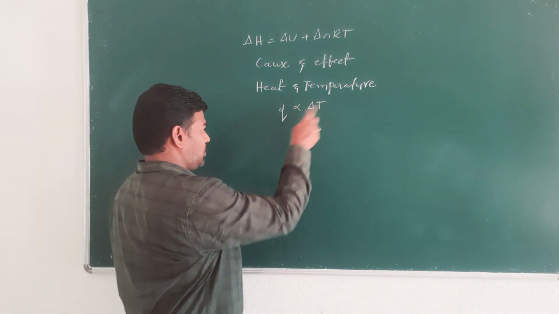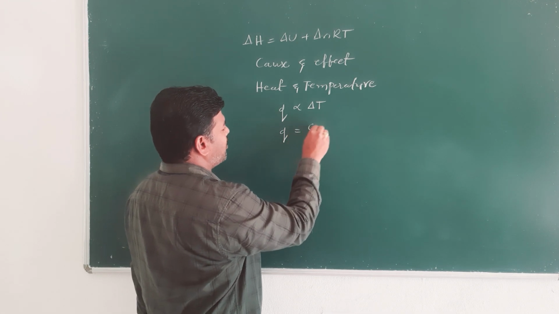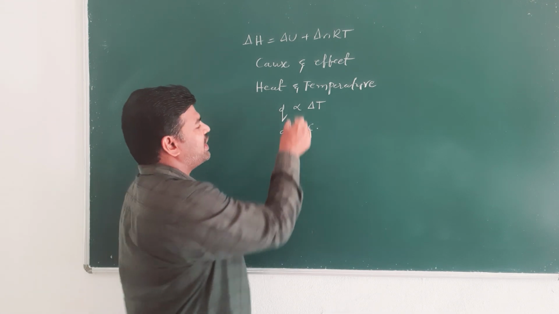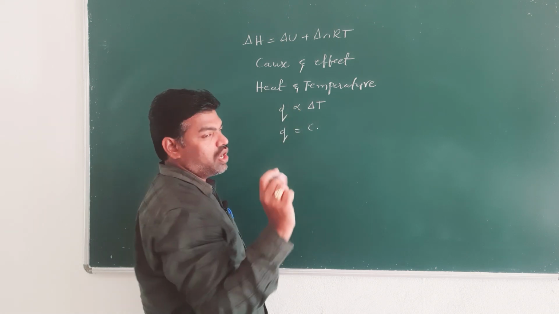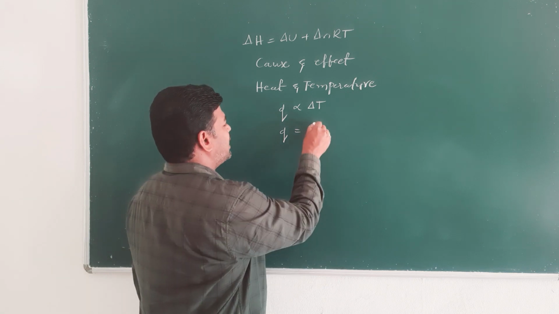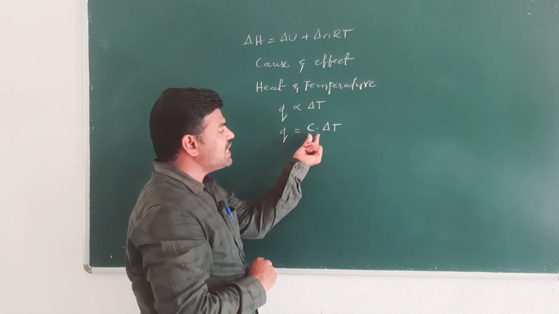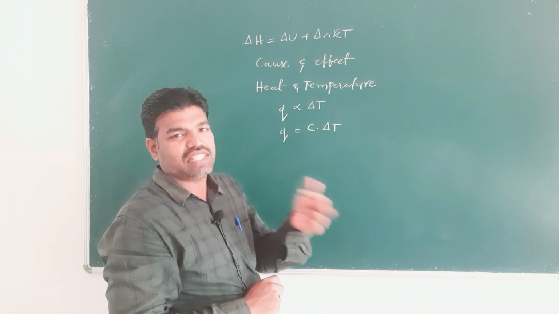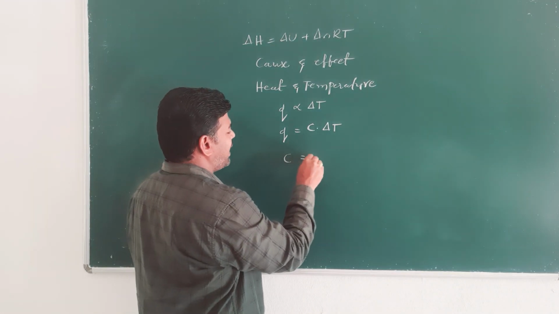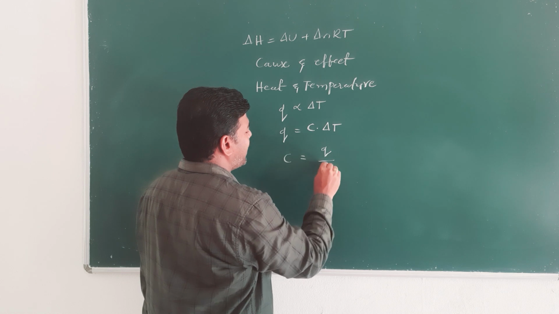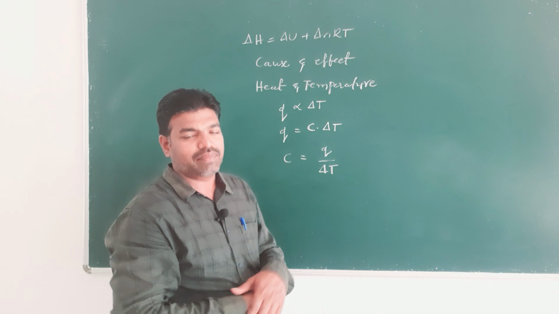So, Q is proportional to delta T, and after removing this proportionality we should embed a constant. That constant is C, so Q is equal to C into delta T, where C is the heat capacity of the system. Therefore, we can write C is equal to Q by delta T, where C is the heat capacity of the system.